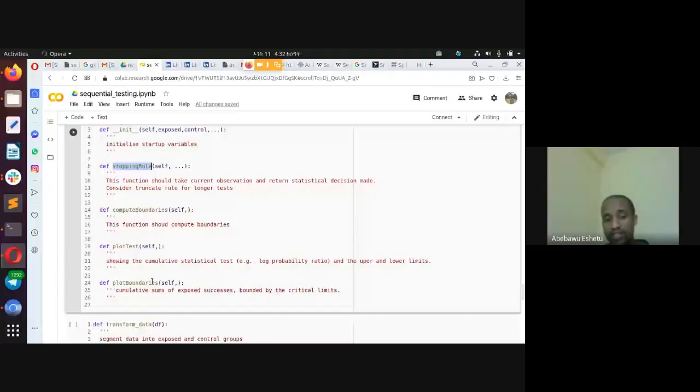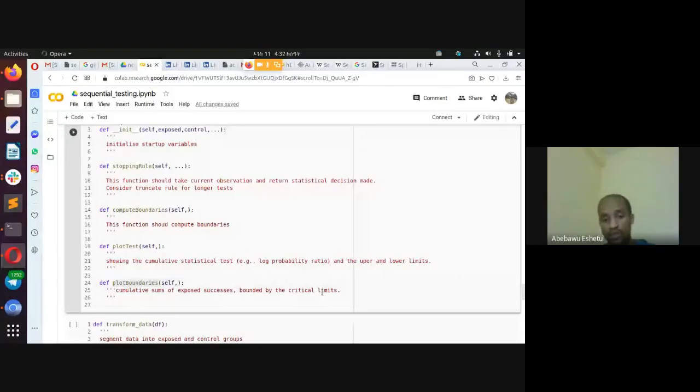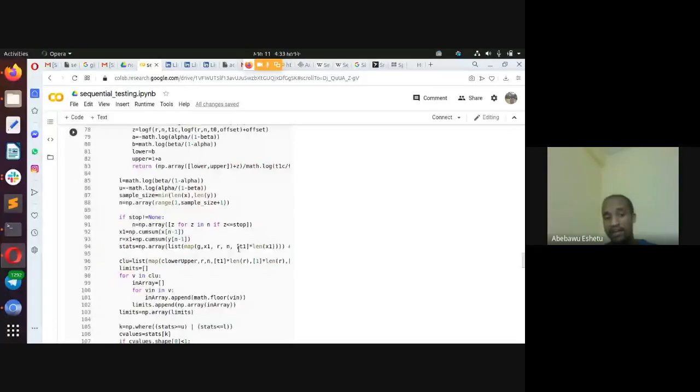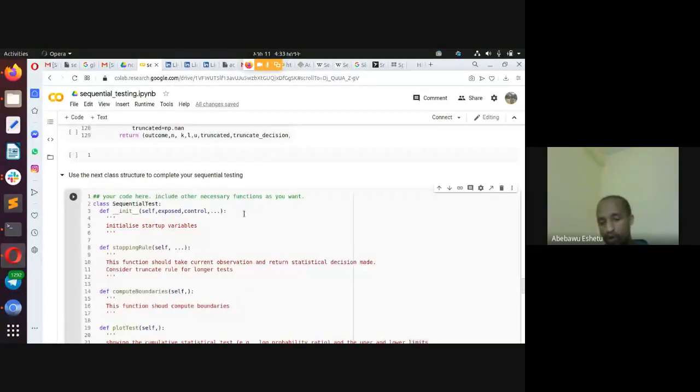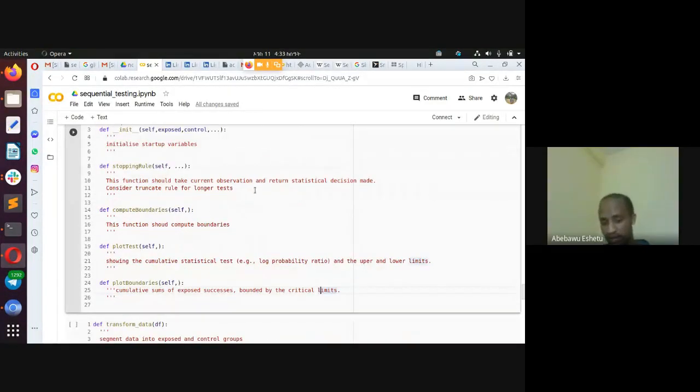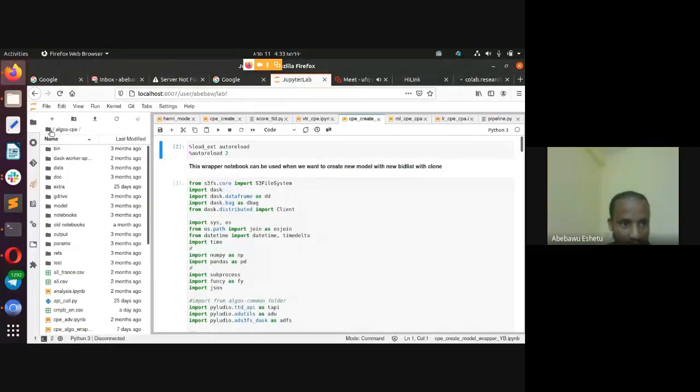The plot boundaries means you need to plot how the success rate of the exposed group is related to the critical limits that you compute. When you understand this code, the terminologies behind sequential testing will be easy for you. Once you get the detail behind, you need to plot the test itself. So if my notebook is open here, let me show you how we compute in our other module.